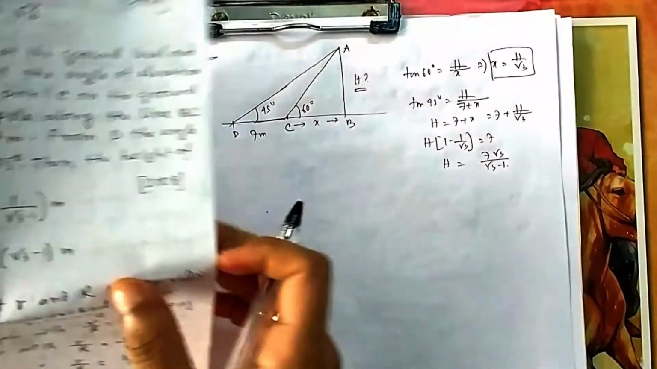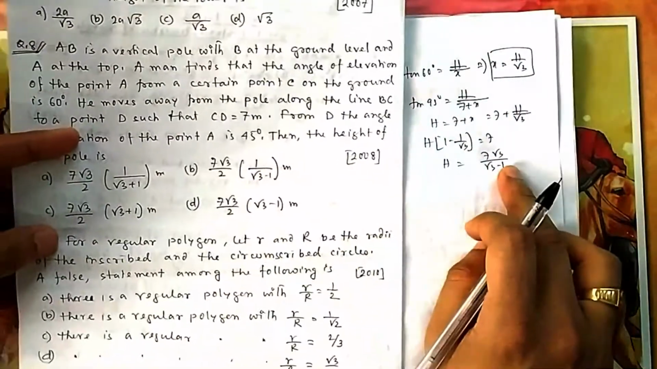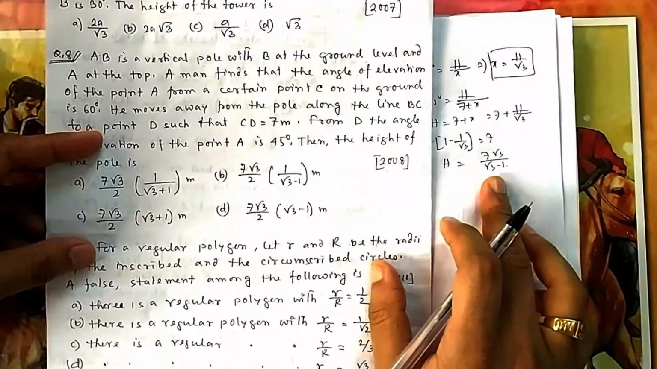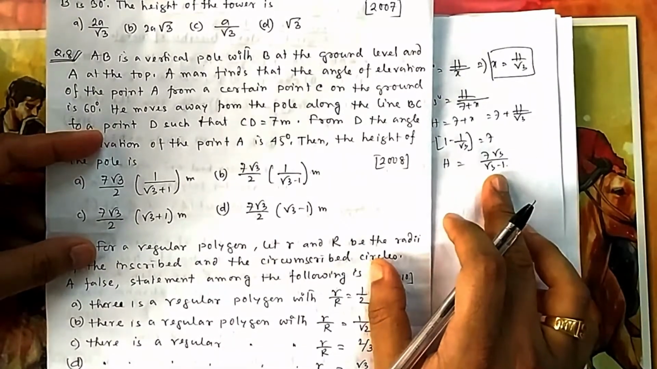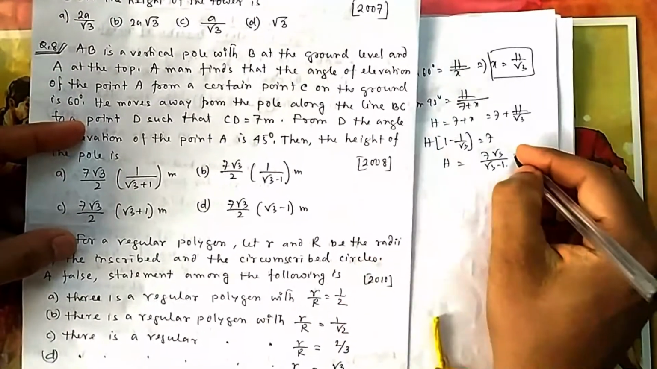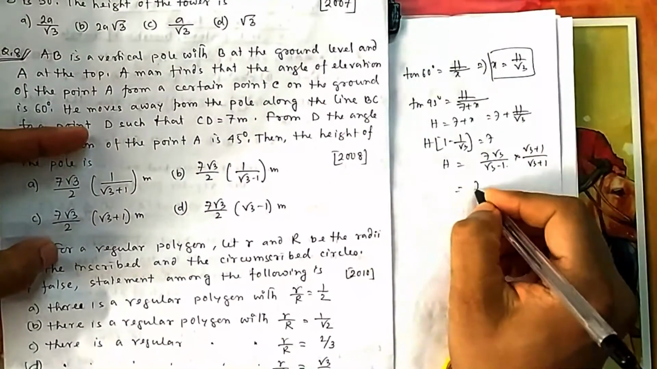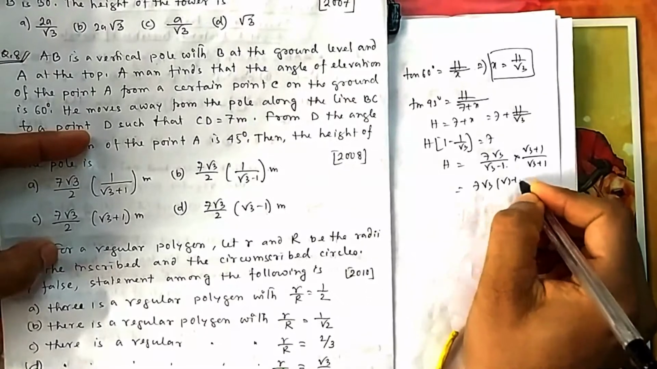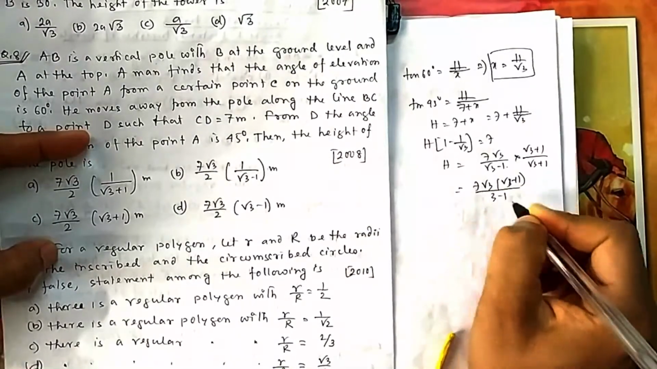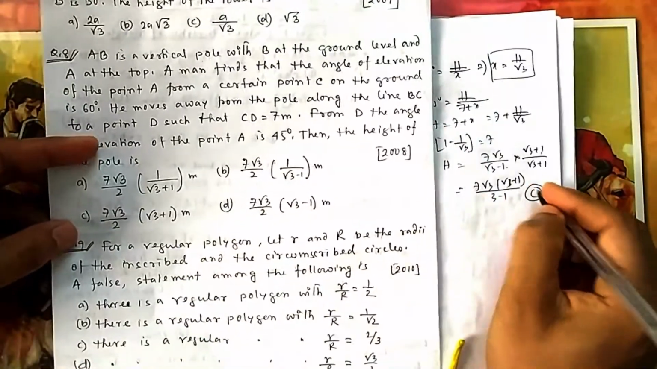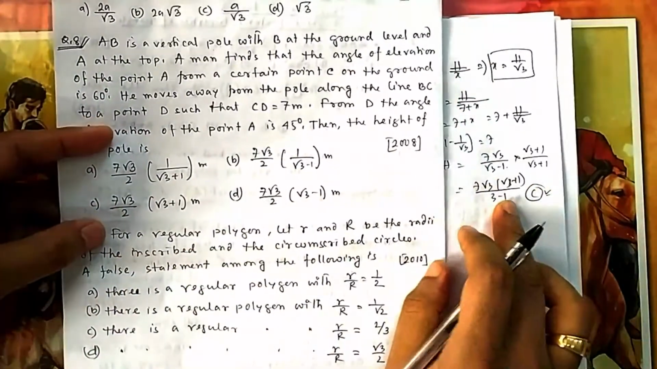Now they may give it in this way or they may rationalize it. You can see this is not given, so you rationalize it. If you rationalize it, then you multiply by root 3 plus 1 by root 3 plus 1. So it will be 7 root 3 by root 3 plus 1, and then 3 minus 1, so 2. So 7 root 3 by 2 times root 3 plus 1, this one, option C you see.